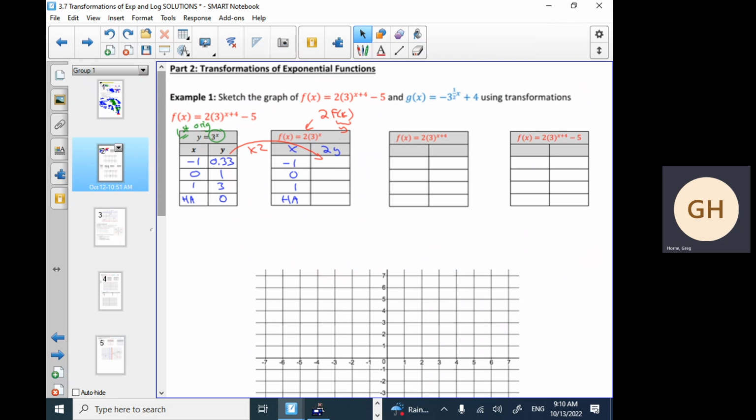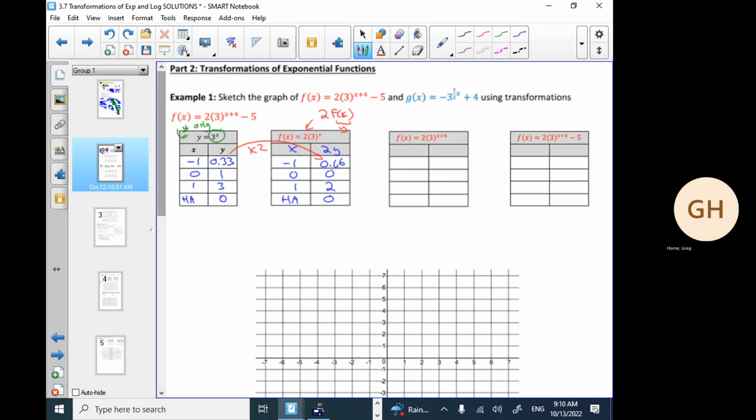Show that nice and clear what we're doing. And 0.66 and 0, 2. 0 times 2 would also be 0. So the horizontal aspect stays the same when you have a vertical stretch. That 2 is doing, of course, this y value.